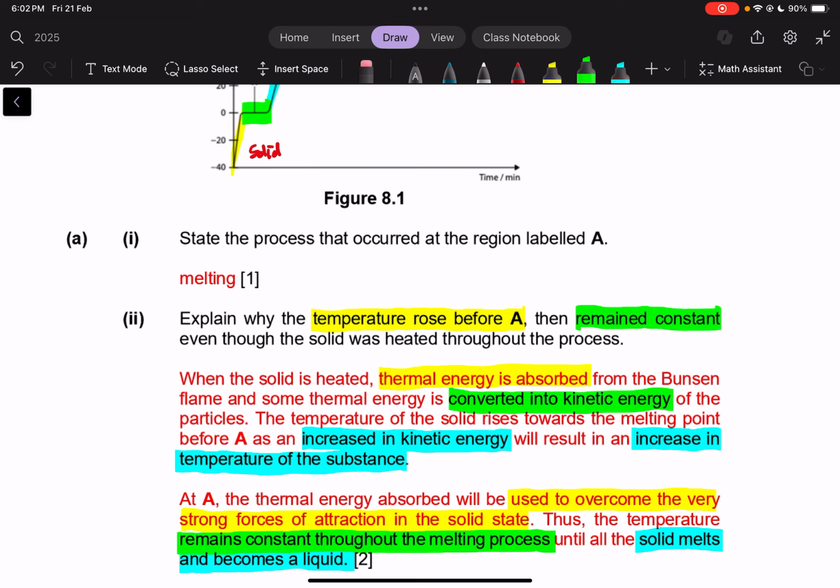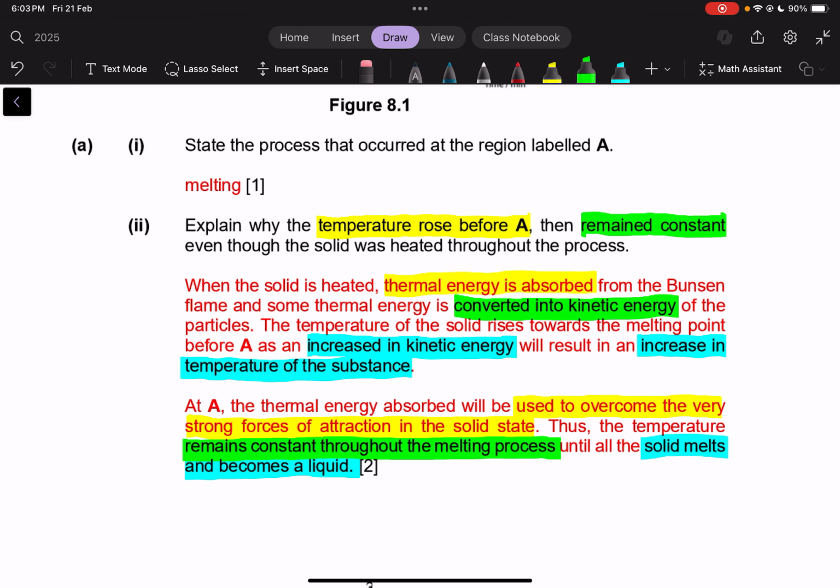Then the second part: why does the temperature remain constant? So always link back to this: during a change in state, there is no gain in KE because the energy is used to overcome forces of attraction. Then no gain in KE equals no change in temperature. So just always link back to this whole concept.